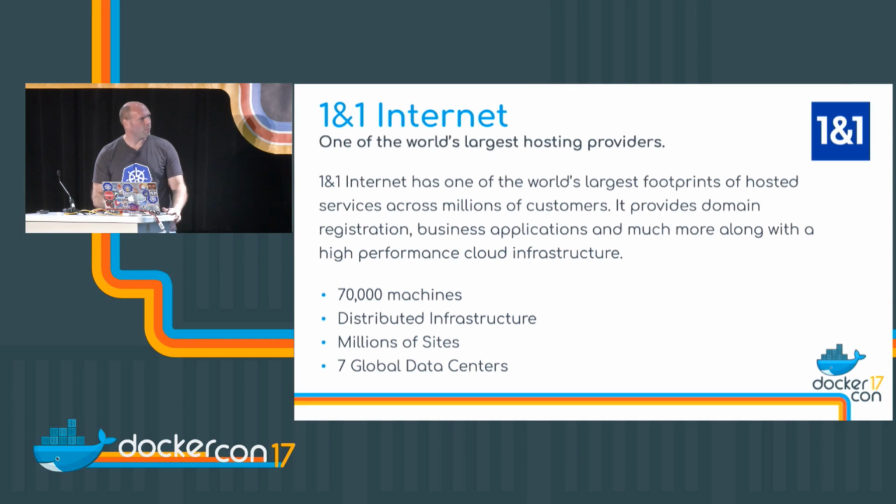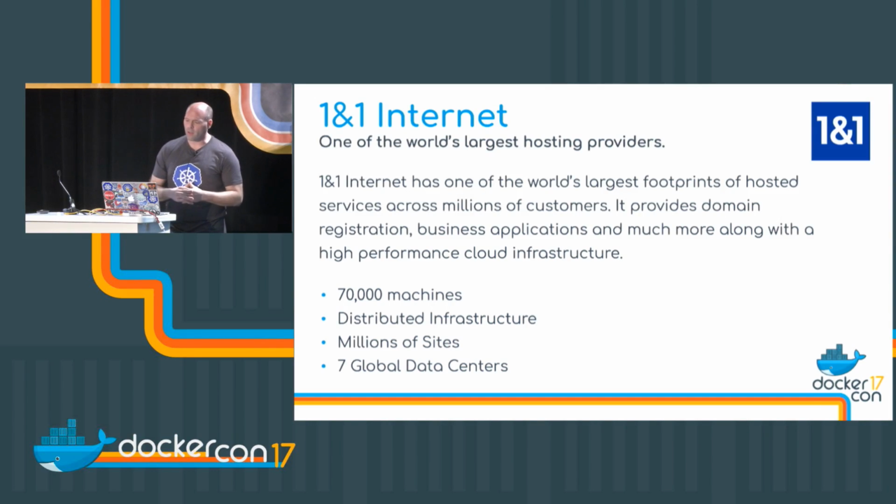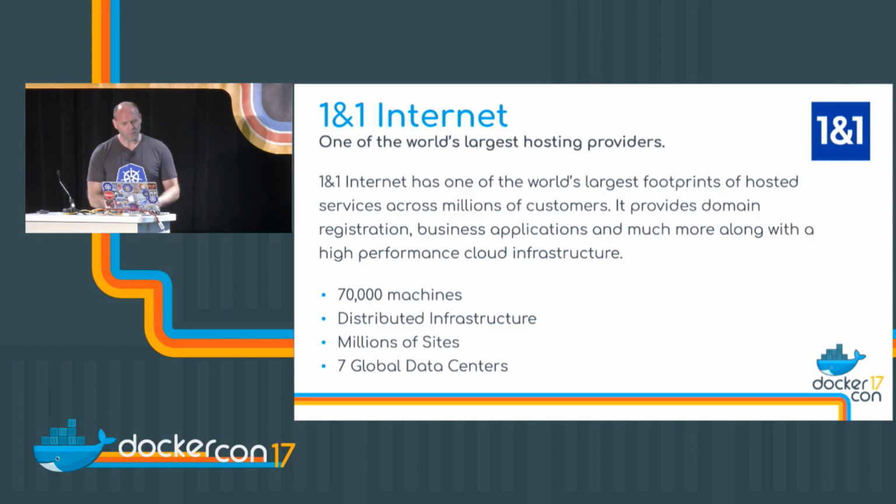The other people that we're working with on this is 101 Internet. They're one of the world's largest hosting providers. They're a German-based company with a portfolio of services, from domain registration all the way up to web hosting, and now they also have cloud compute. They have over 70,000 machines distributed globally. Across that infrastructure, they have millions upon millions of websites, all across 7 global data centers. And that infrastructure is obviously distributed.